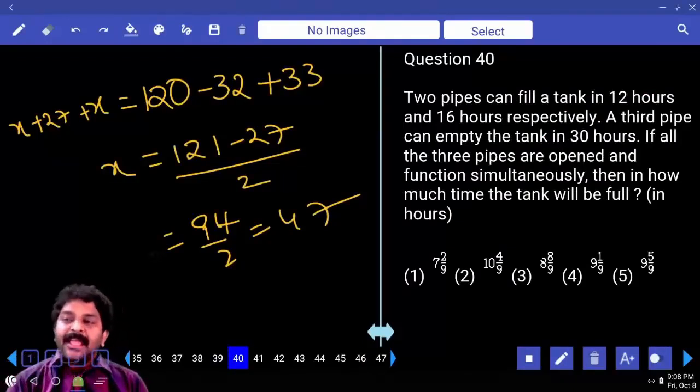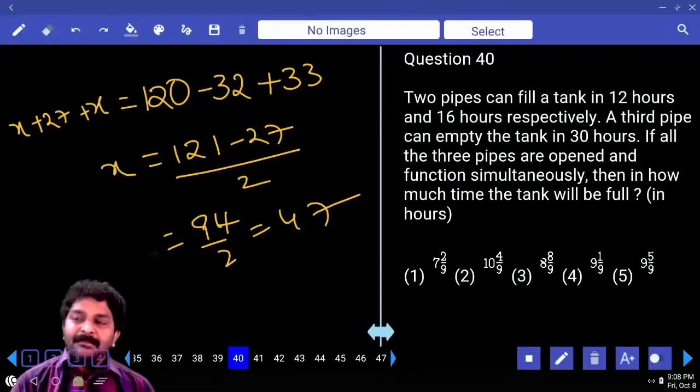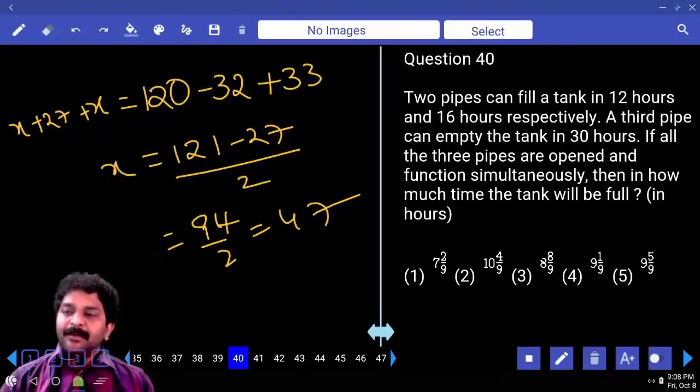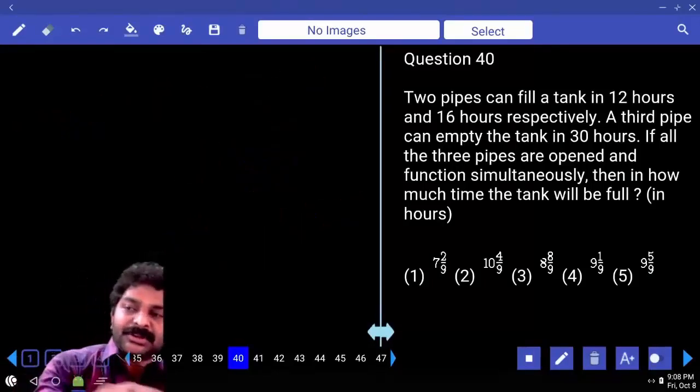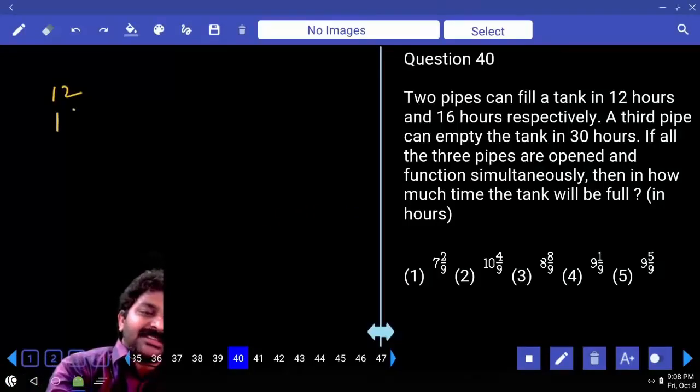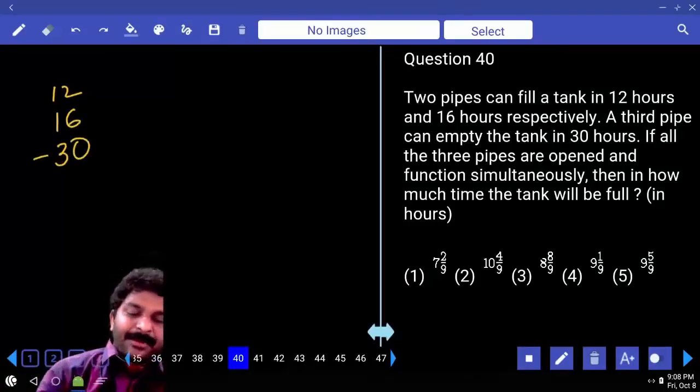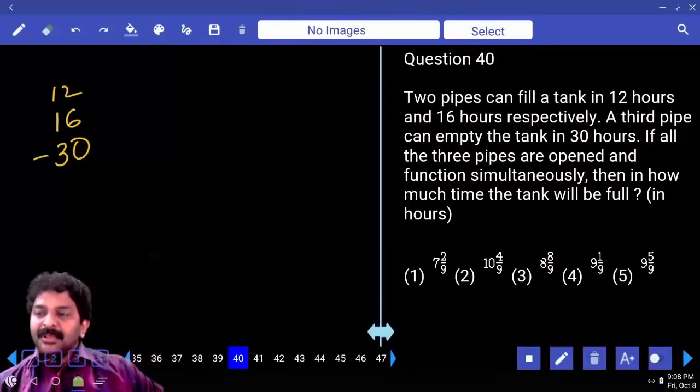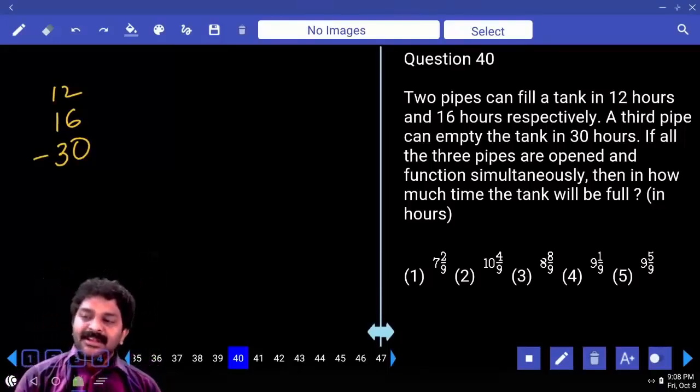2 pipes can fill a tank in 12 hours and 16 hours respectively. A third pipe can empty the tank in 30 hours. If all the 3 pipes are opened and function simultaneously, then in how much time will the tank be full? Right. So how many pipes do we have? First 2 are inlets, that is 12 hours and 16 hours. Third one is an outlet, that is the empty pipe, minus 30. 3 pipes are opened together. How much time will it take to fill the tank?